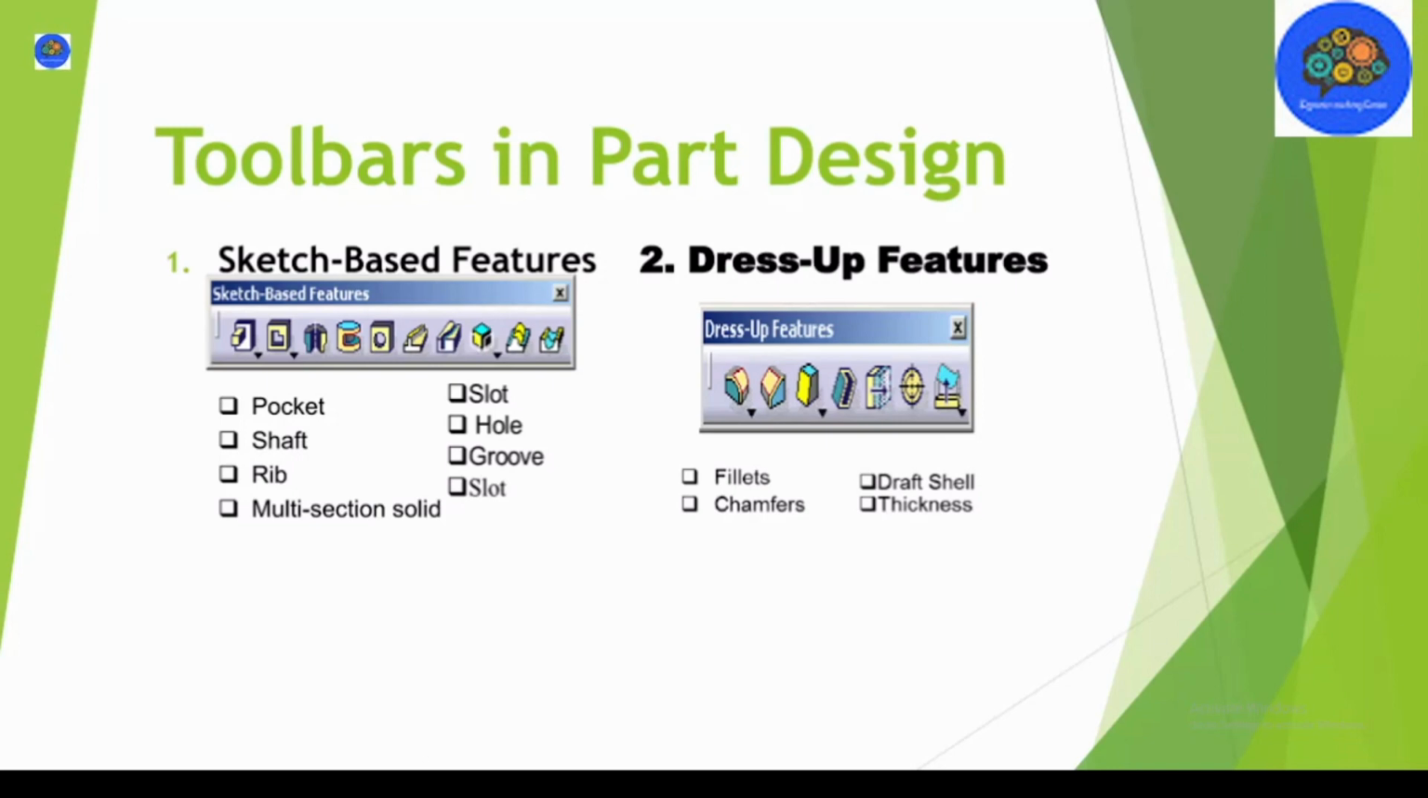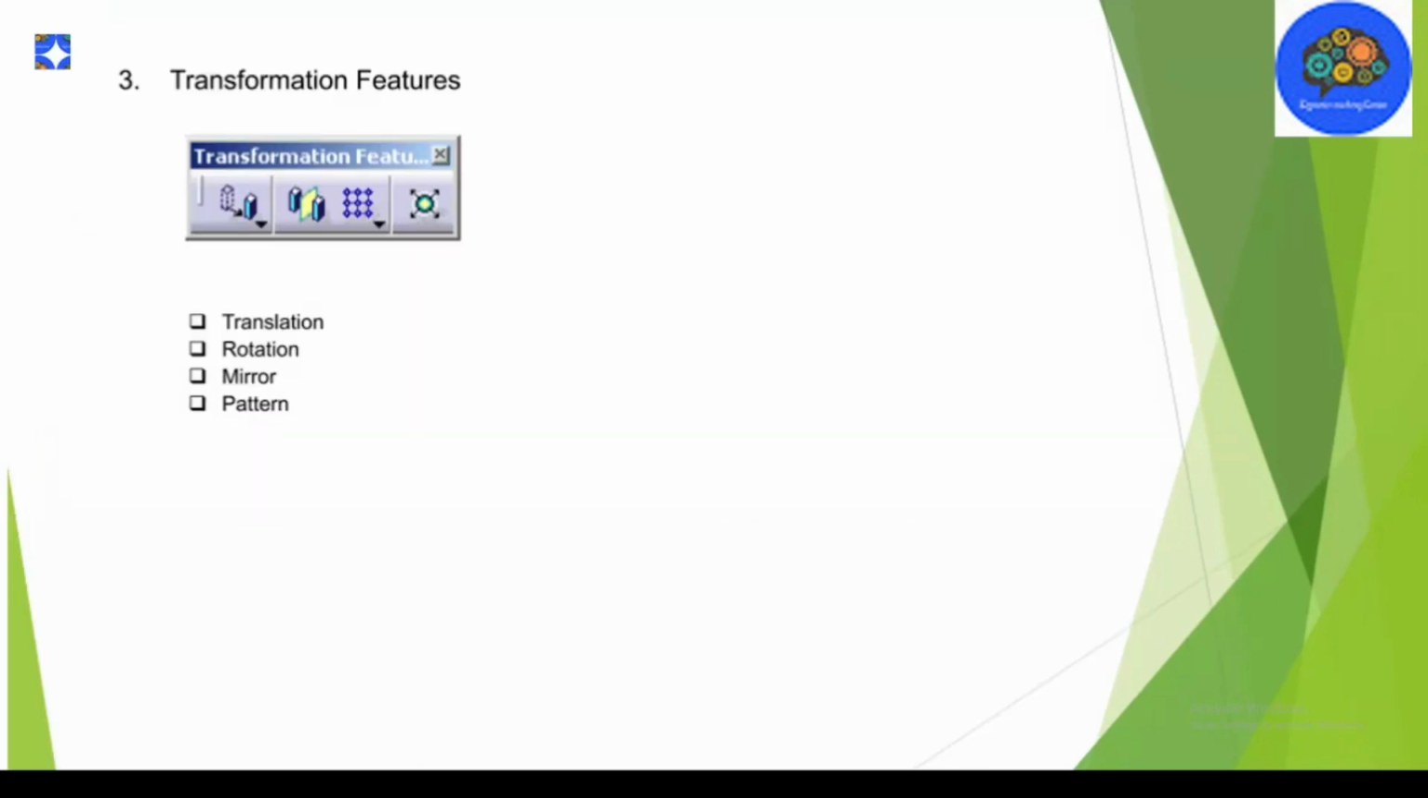Okay, the next thing we are going to see is the transformation features. Transformation means we are going to transform the object, like moving the object or rotating the object or mirroring the object. This is the transformation feature. This is translation, which is the movement operation, and this is the mirror operation. And also if you click this icon, it can have a rotation operation also. And there is the pattern operation.